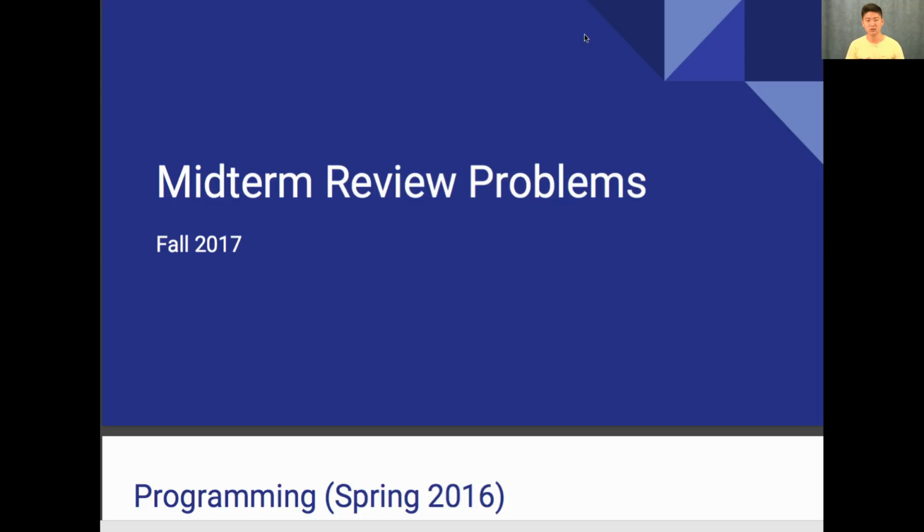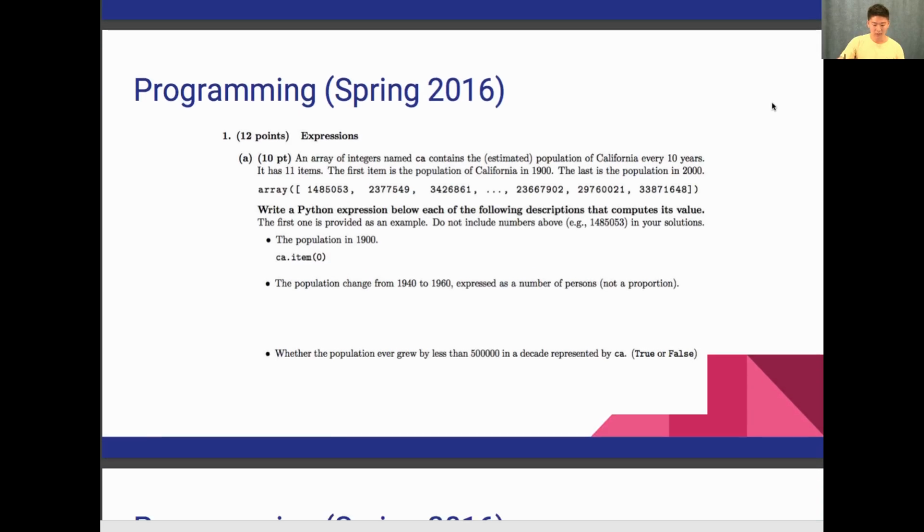So for the Fall 2017 midterm, you will be covering tables and programming, histograms, probability and sampling, as well as causation and experimentation. So without further ado, let's go ahead and get started. So the first question we have right here is from the Spring 2016 midterm, and it's about programming.